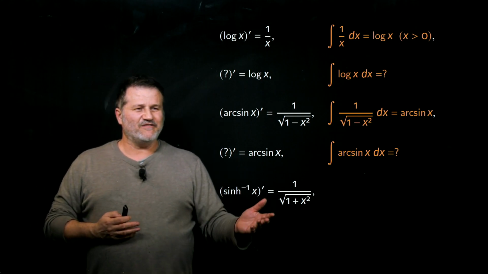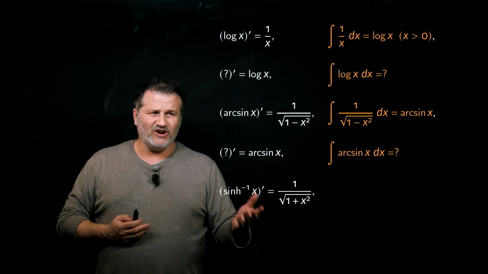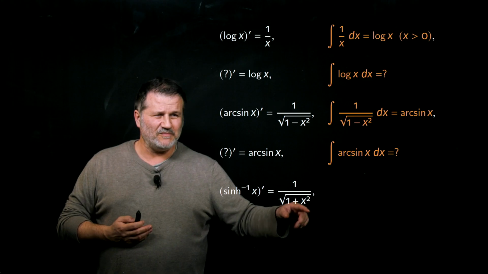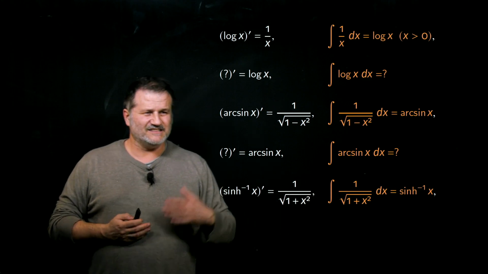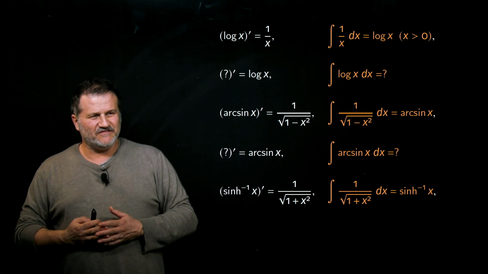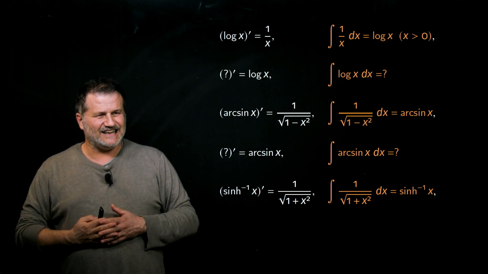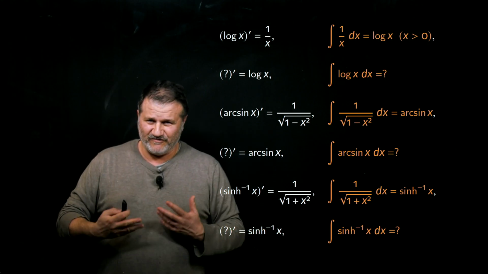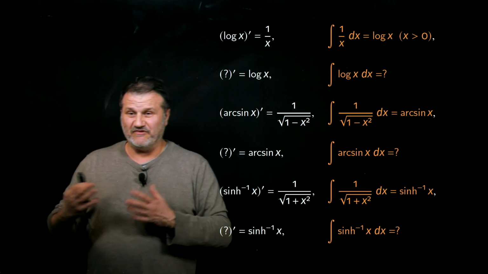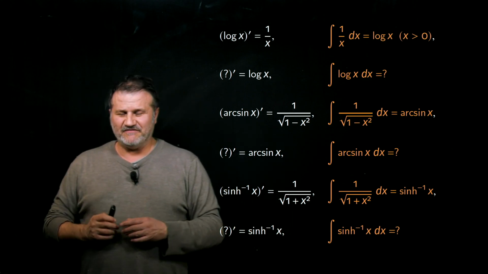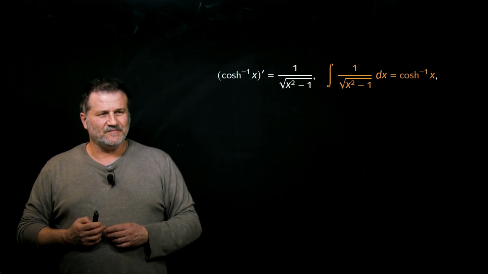Similarly, we have a formula for the derivative of the inverse of the hyperbolic sine, which is 1 over root of 1 plus x squared. And this yields this formula. So similar to the primitive that yields the arc sine. But we don't have in mind a function whose derivative is the inverse of hyperbolic sine. So we do not have, at the moment, a primitive for the inverse hyperbolic sine.